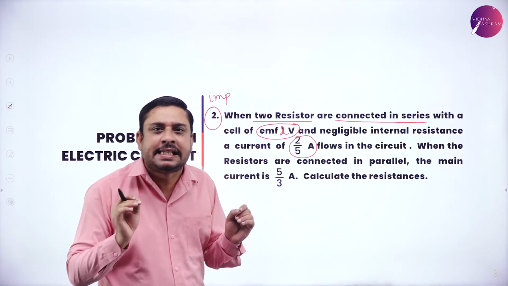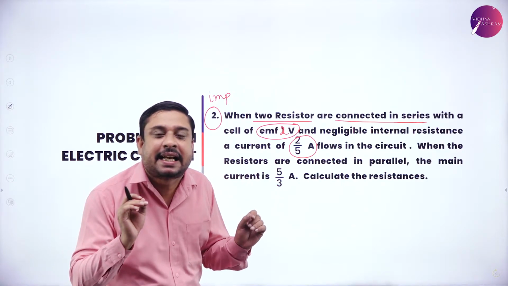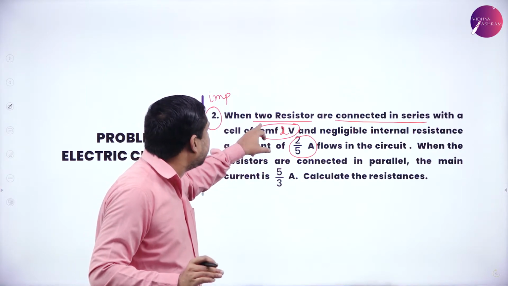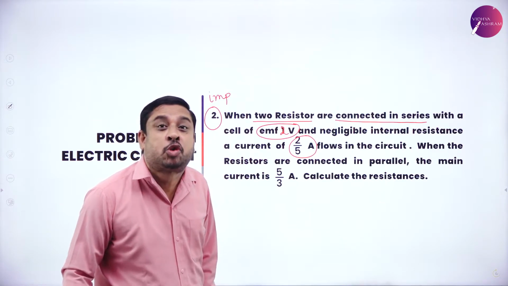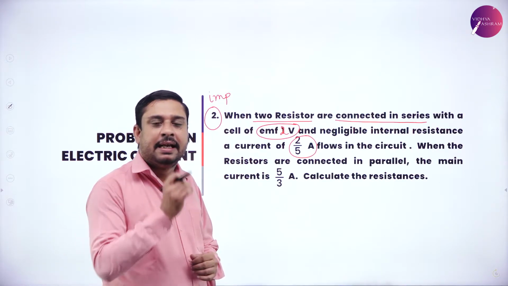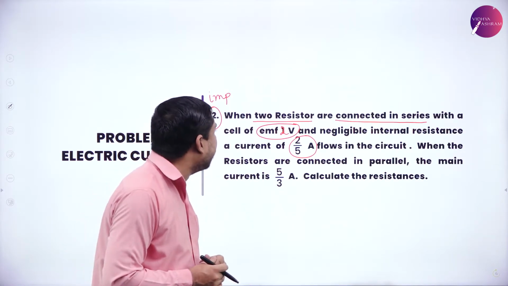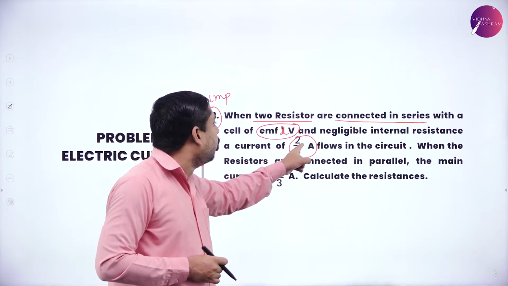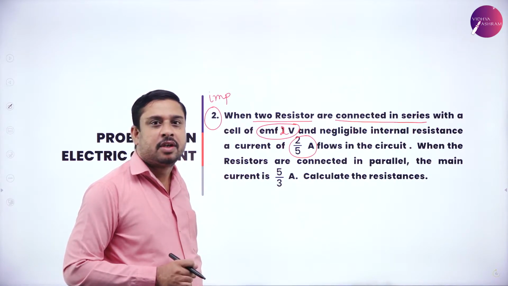We connect two resistors in series, and it is connected to a cell of EMF 2 volts. In this case, current flowing in the circuit is 2 divided by 5 ampere.